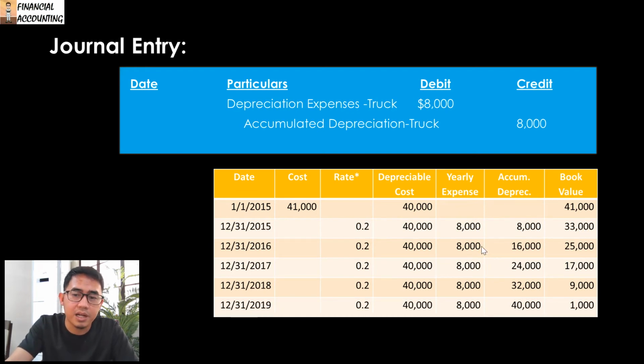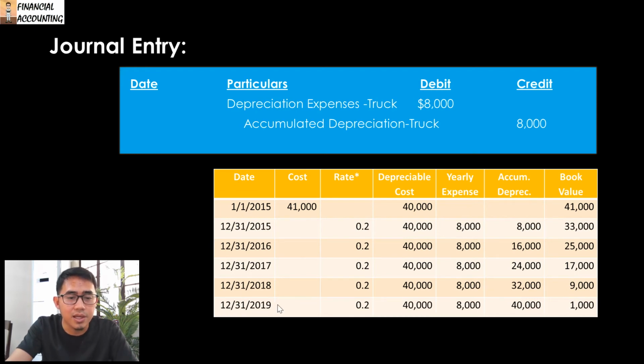On the second year, you will again record 8,000 depreciation, meaning your accumulated depreciation now becomes 16,000. So 41,000 minus 16,000 equals 25,000. On the third year, you will again record depreciation of 8,000, so your accumulated depreciation becomes 24,000 now. So 41,000 minus 24,000, that's 17,000 book value. Okay, on the fourth year, you will again record 8,000 depreciation. So your accumulated depreciation now will be 32,000. So 41,000 minus 32,000, your book value is 9,000.